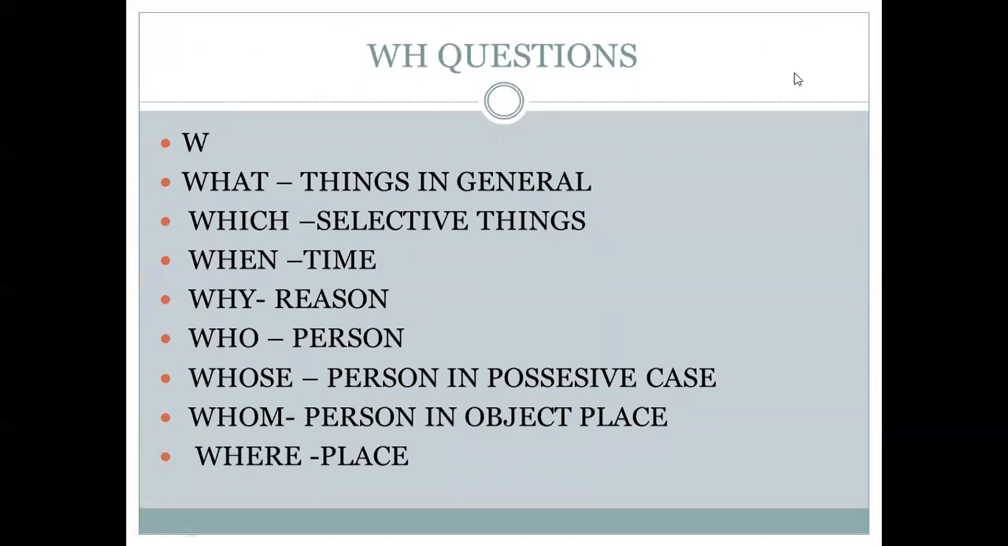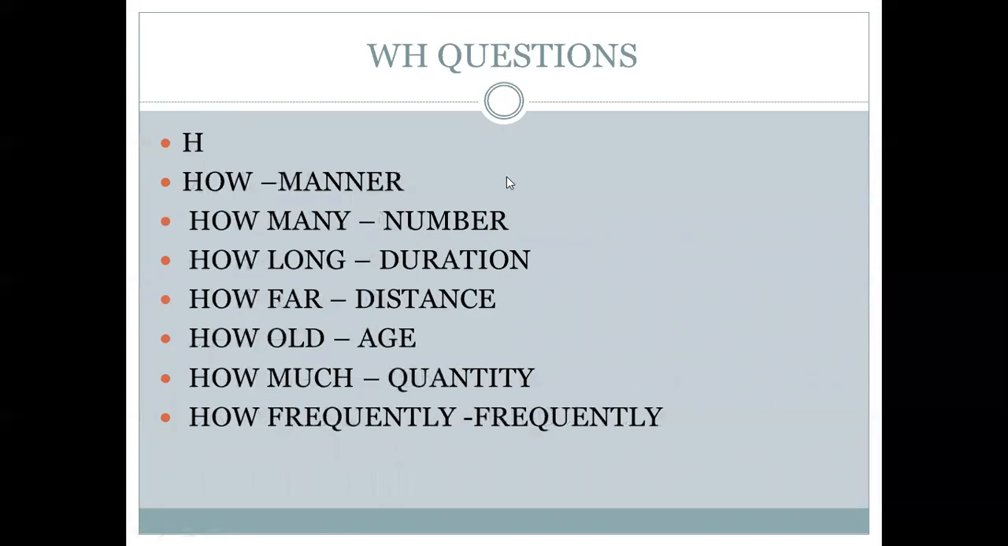And WH questions. We have to see that W refers to what, which, when, why, who, whose, whom, where. In W, what should be used for things in general, and which when we select between two things, and when refers to time, and why for the reason, and who for the person, and whose for a person in possessive case, and whom for a person in object place, and where should be used in front of place. And H refers to how many, how long, how far, how old, how much, how frequently. So how means manner, how many number, how long duration, how far distance, how old age, how much quantity, how frequently is frequency.